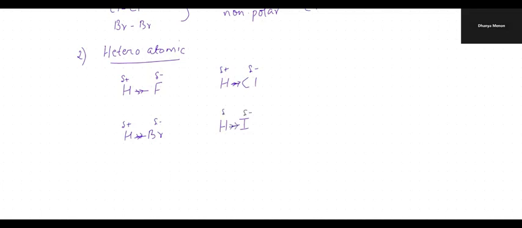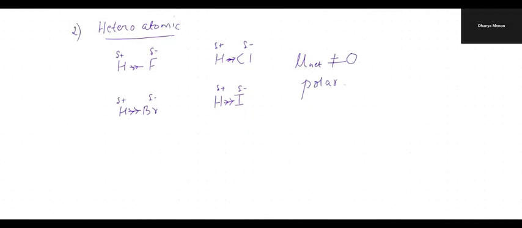Now, in this, there is polarity. So the net dipole moment is not zero. So all these molecules will be polar. Now the question comes, who will be more polar? Suppose 1, 2, 3, 4. I have numbered them. Who will be more polar?